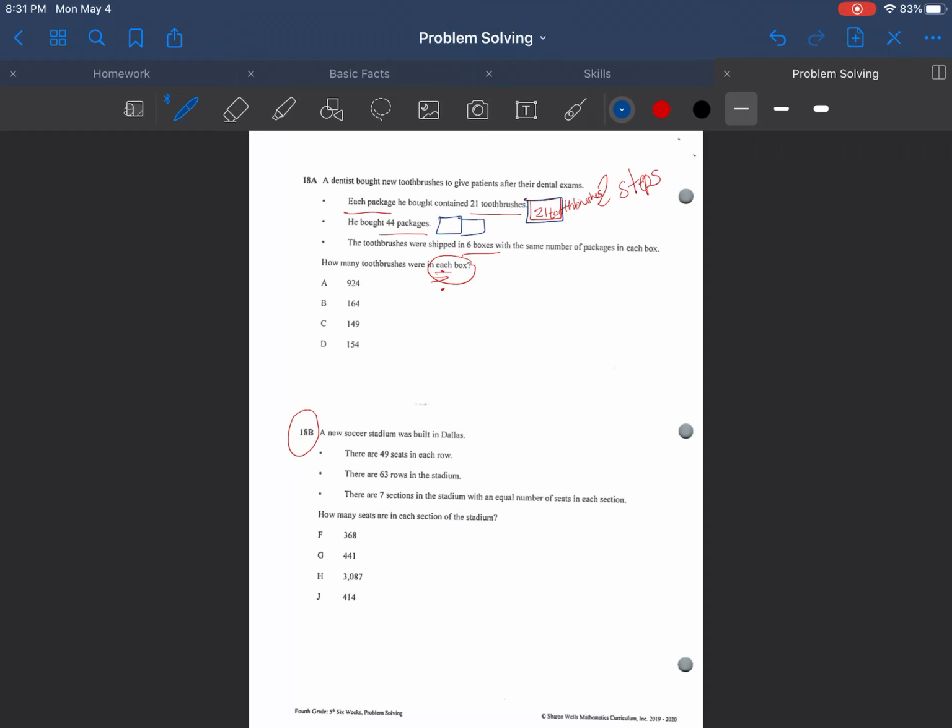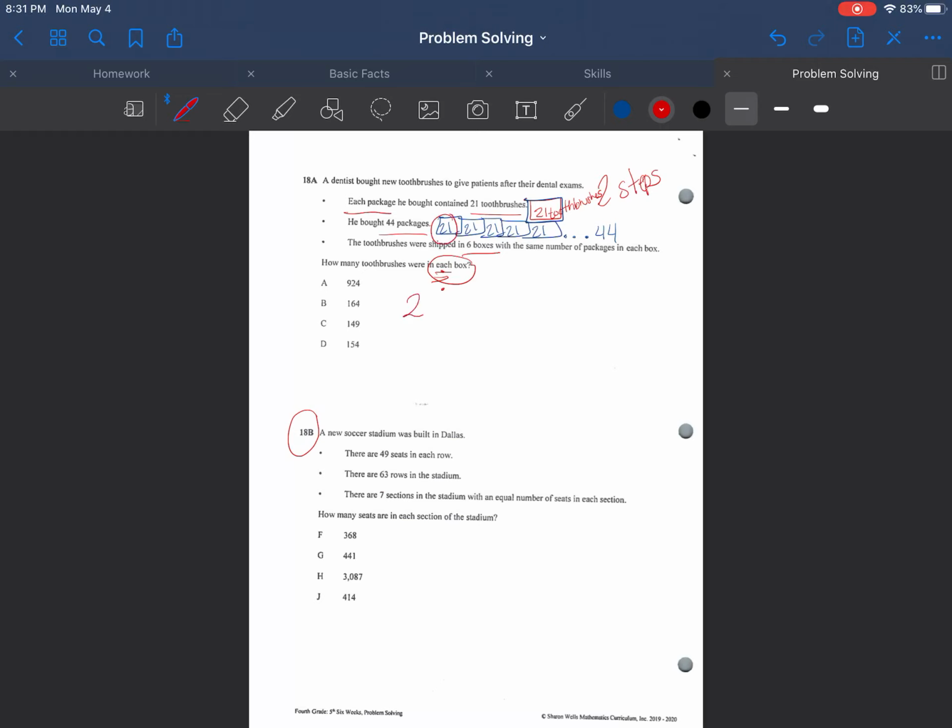Second bullet says he bought 44 packages. So remember, this right here was one package, and it says he bought 44. So that's 1, 2, 3, 4, 5. And of course, we're not going to draw all 44. So I put 44. Remember that inside of these, there was 21 toothbrushes.